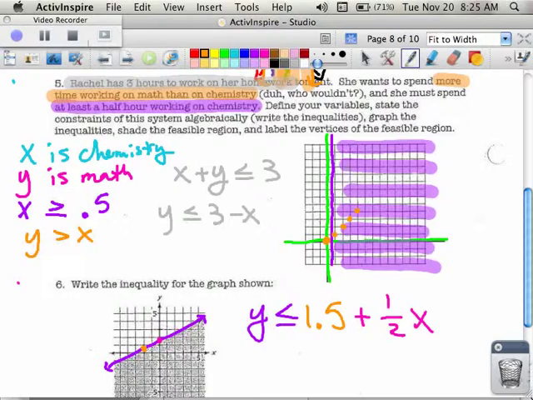And then I look back at the symbol and I say, is this a solid line or a dashed line? Dash, because there's no equal sign. So I dash the line or dot it. And then it said I want it to be greater than, so that means above the line. So I shade above the line. And so far, my feasible region is where they overlap, the purple and the orange.